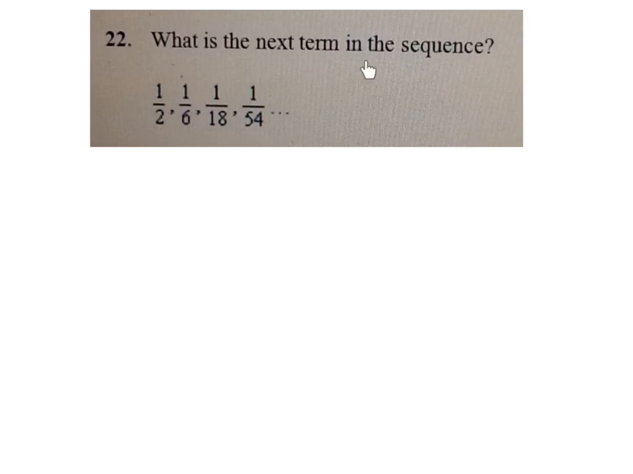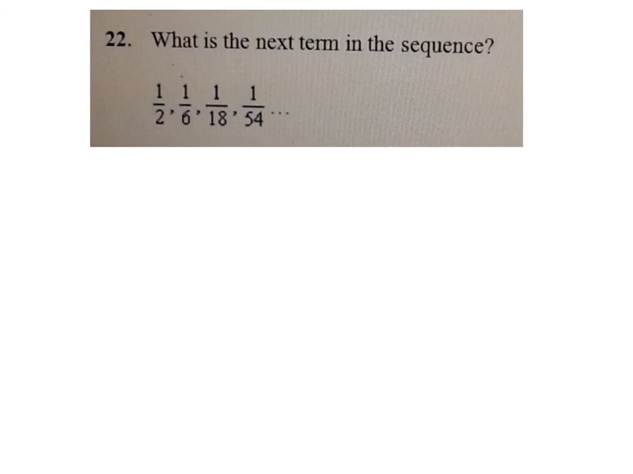What is the next term in the sequence? So here I'm not telling you what sequence it is. You have to look at our sequence here and see if you can figure it out. Well, look at our numerator. Our numerator is staying at 1 the whole entire time, and our denominator is going from 2 to 6 to 18 to 54. So you can tell that these numbers are not close together at all.